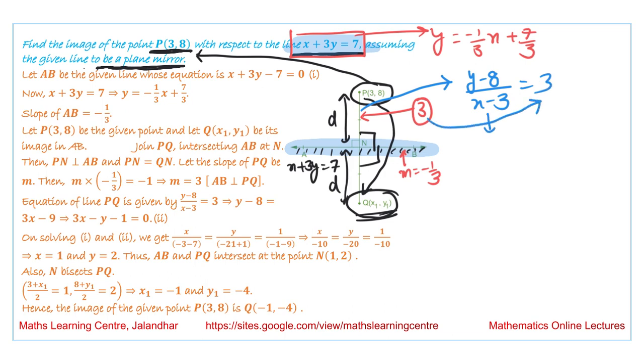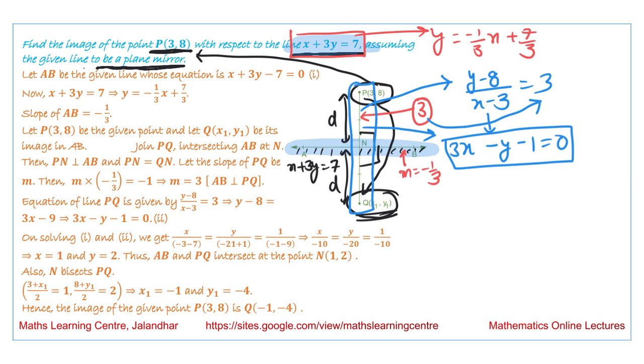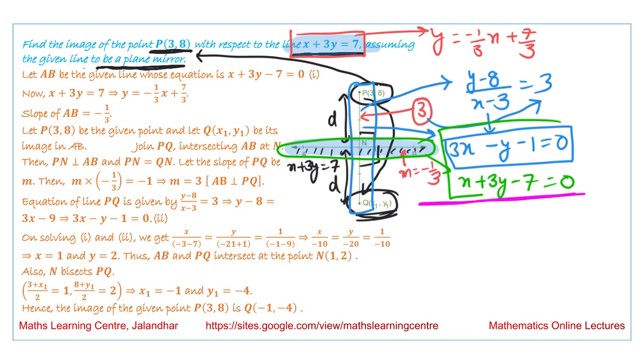So the equation of this line we obtain is 3x minus y minus 1 is equal to 0. So this is the equation of the line PQ. Now we have the equation of the line PQ and we have the equation of the line AB. The equation of the line AB is x plus 3y minus 7 is equal to 0. If we solve both these equations, we obtain the value of x is equal to 1 and y is equal to 2.